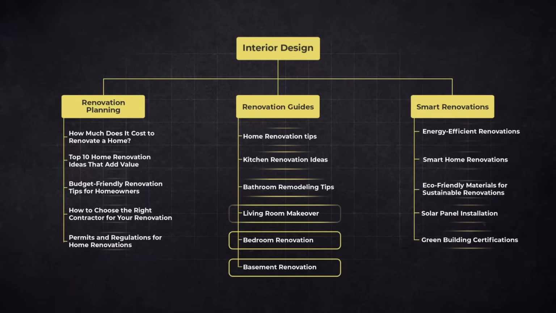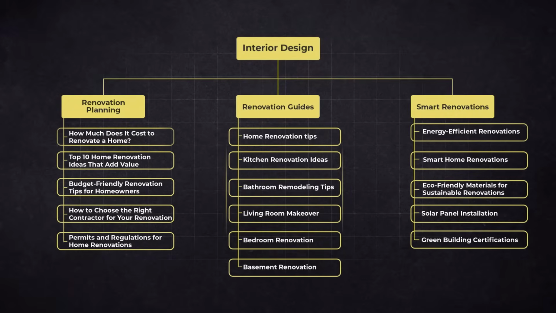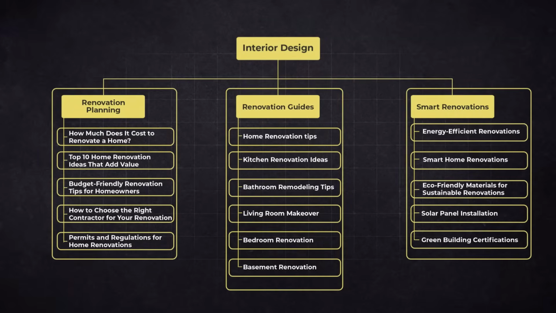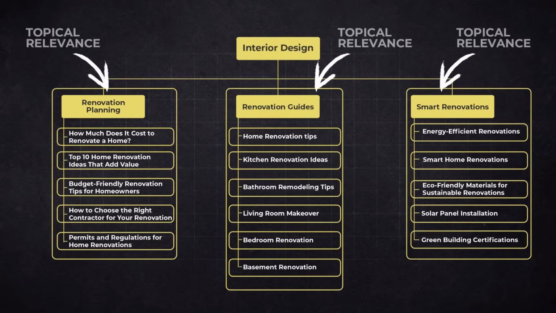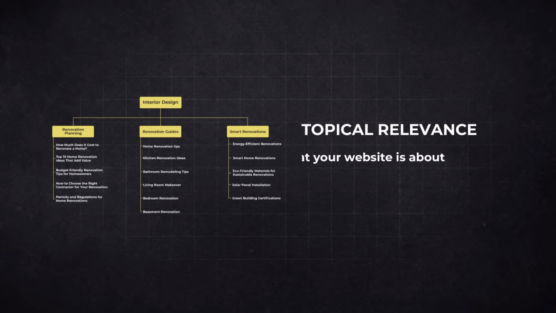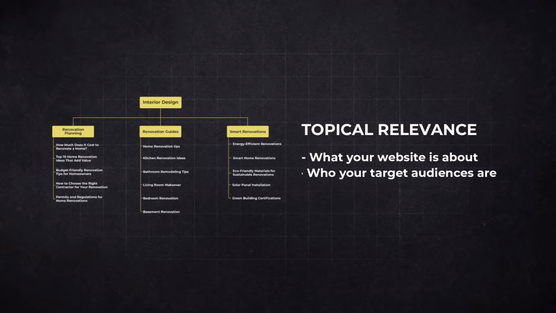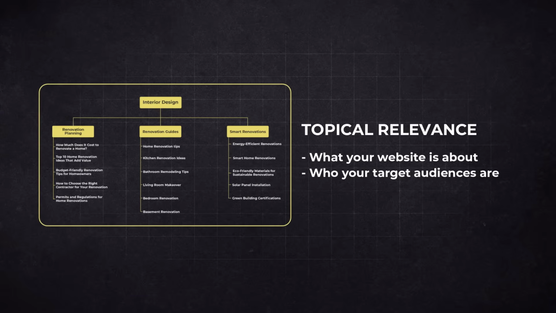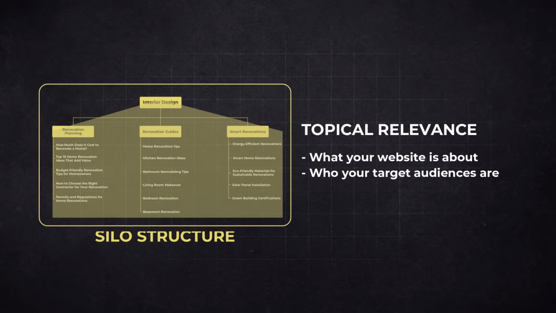So each content you create will help search engines understand more about the main categories of your site. And your goal is to cover every topic under the sun that relates to these main categories. This is what we call topical relevance. And together, it helps search engines understand what your website is about, who your target audiences are. This entire site structure is what we call a silo structure.